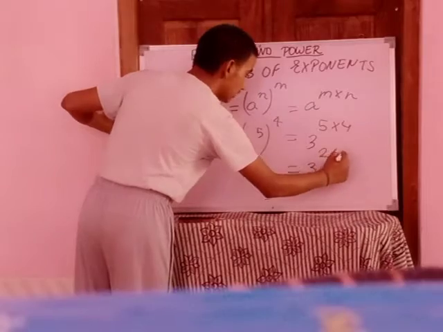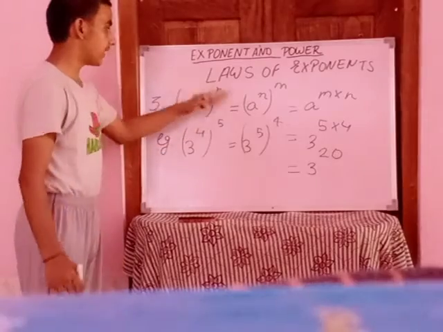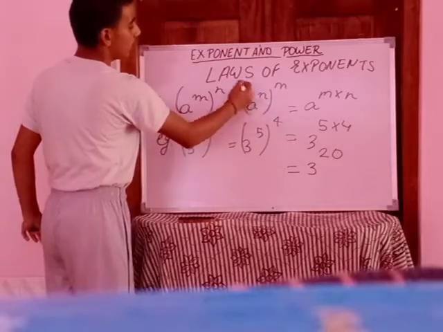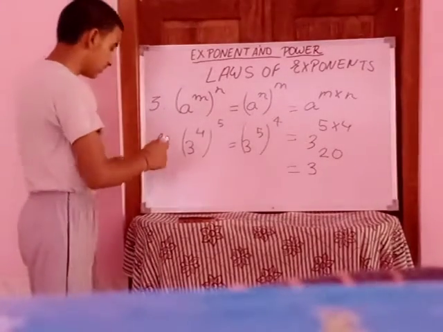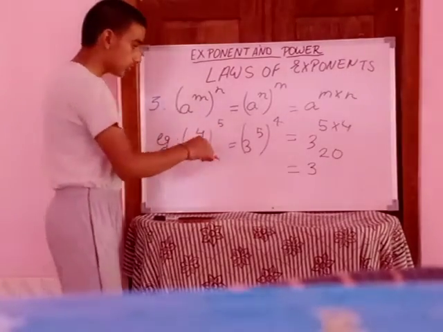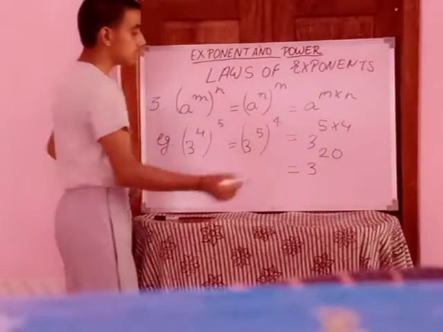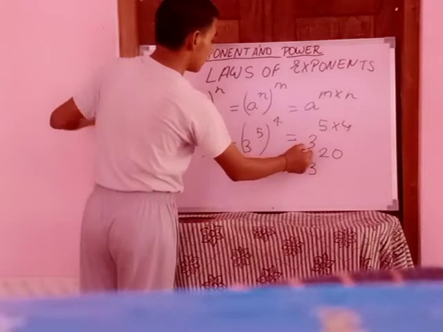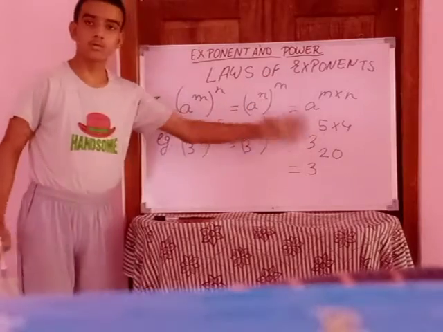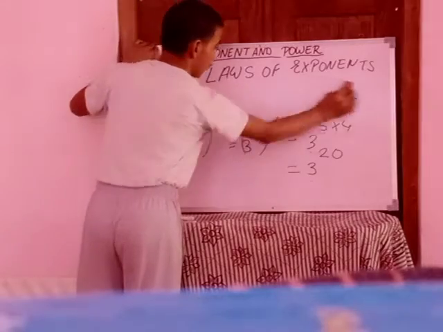which is equal to 3 raised to the power 20. So if a raised to the power m whole raised to the power n, it can be expressed as a raised to the power m into n, or a raised to the power n whole raised to the power m. For example, 3 raised to the power 4 whole raised to the power 5 can also be written as 3 raised to the power 5 whole raised to the power 4, which is 3 raised to the power 5 into 4, equal to 3 raised to the power 20. Now let's move to the next law, law number 4.